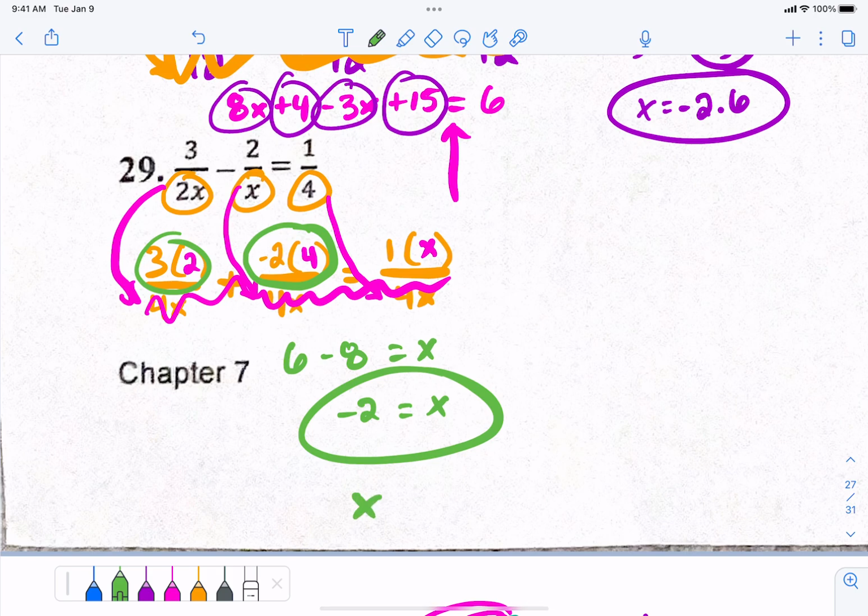But you like to, Megan says you have to switch it around, right? Because the x has to be on the left. Megan is like a type A personality or whatever it is.